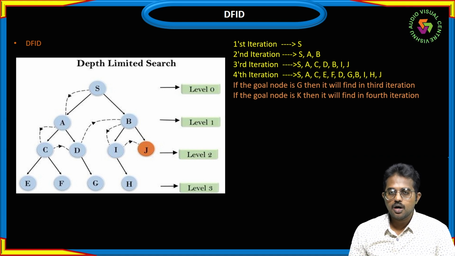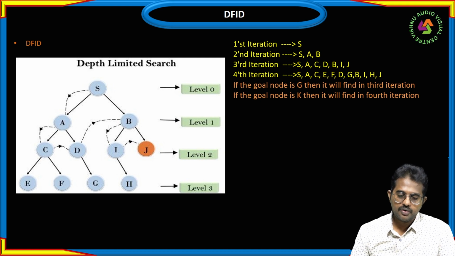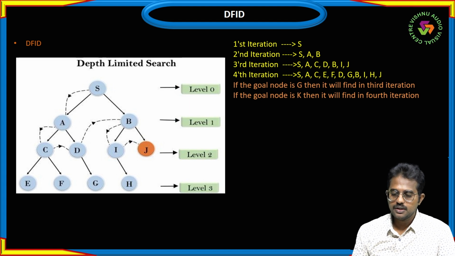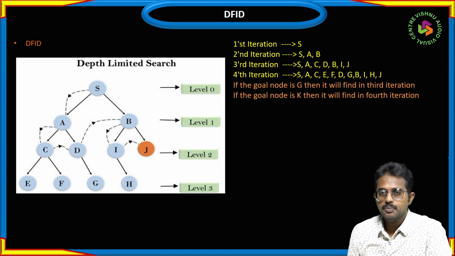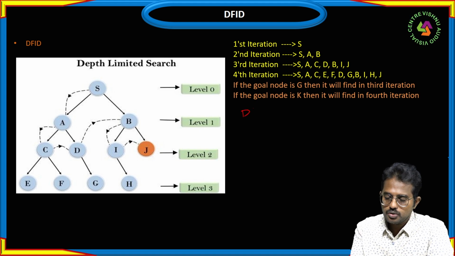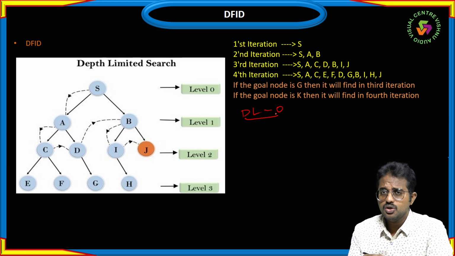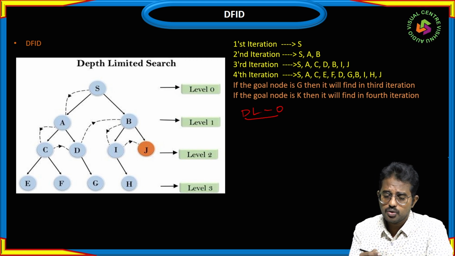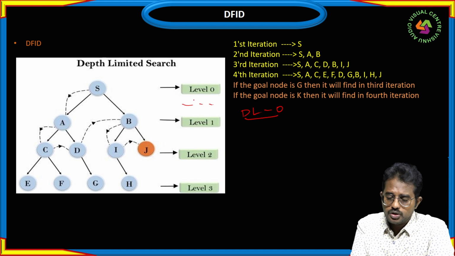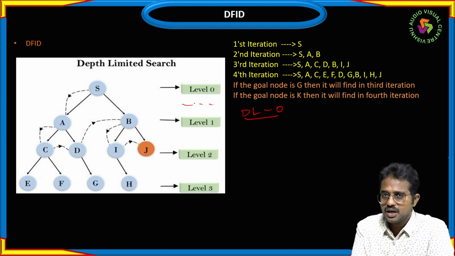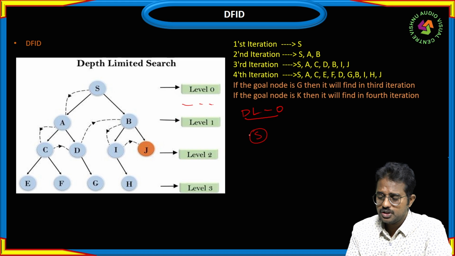Now we are going to see how this DFID works on the graph we have taken. On this graph we are going to apply DFID. First we take the depth limit as 0. After taking the depth limit as 0, we construct the graph. Level 0 is depth limit 0, so whatever nodes are present in depth limit 0 will be taken. The only node present in depth limit 0 is S.